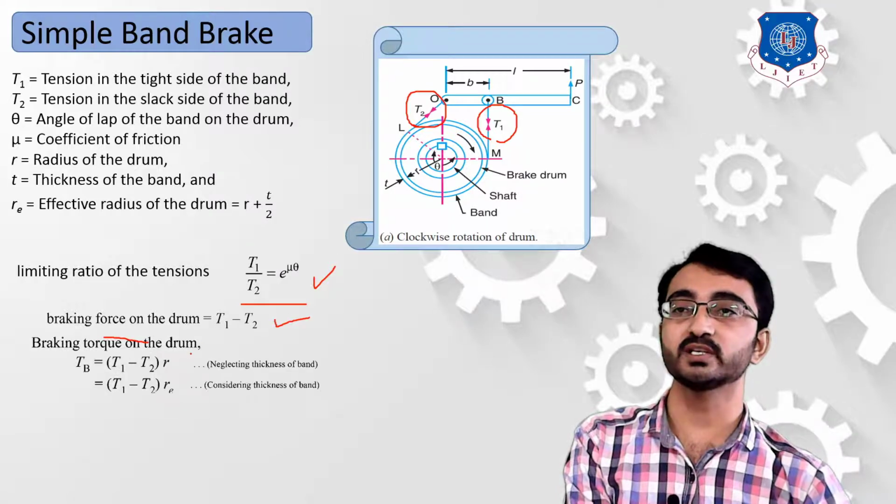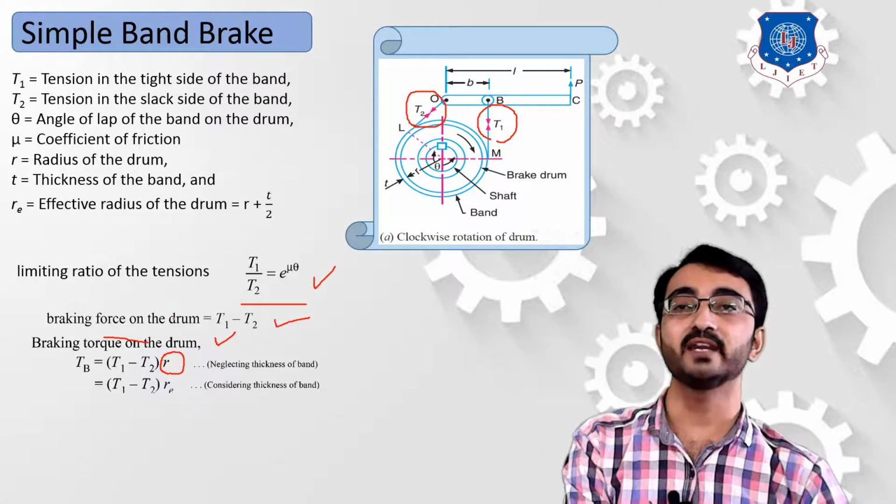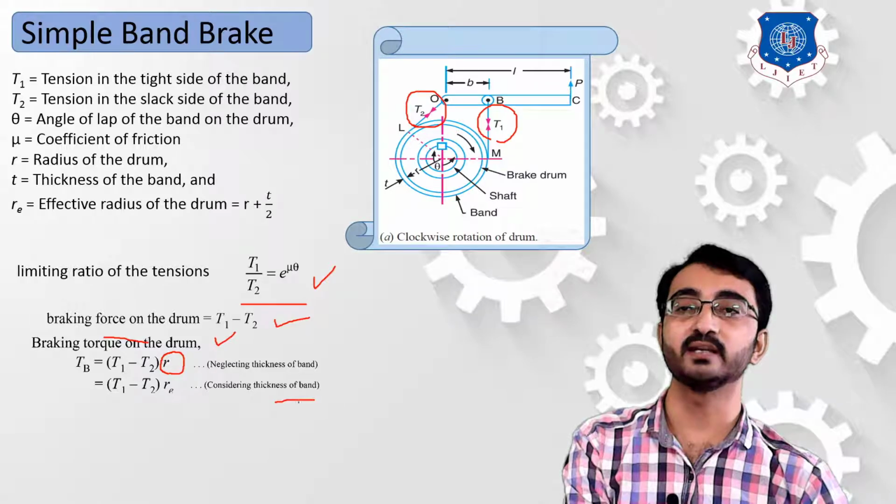Now the third equation, that is the braking torque, is equal to again force into radius. So force is equal to T1 minus T2, into your radius. If you consider a regular object, then it is r, and if you consider the thickness of this band, then in that case you have to use this effective radius term.